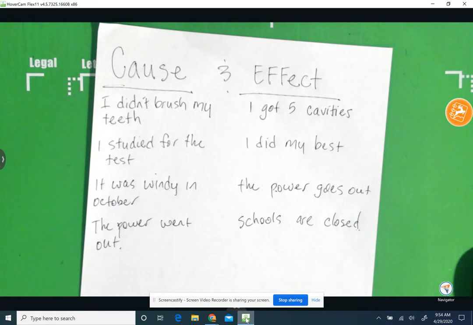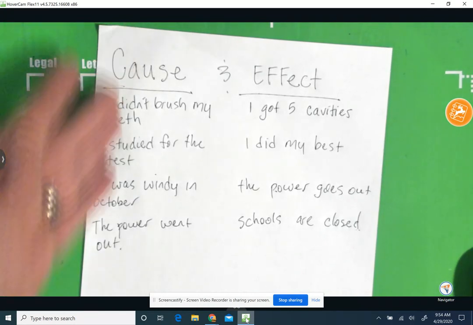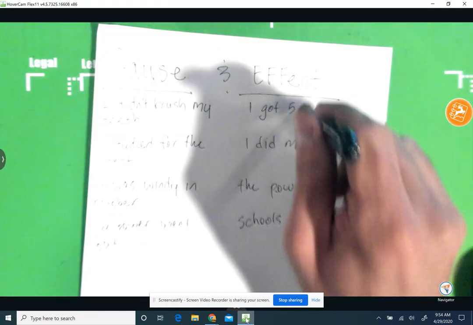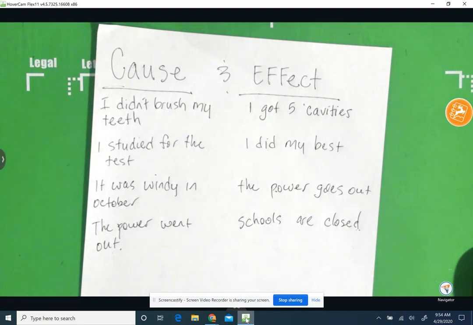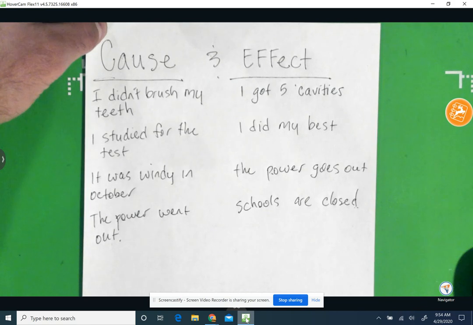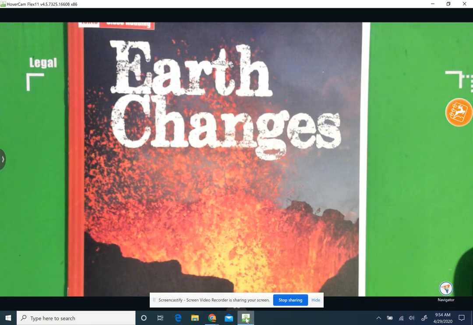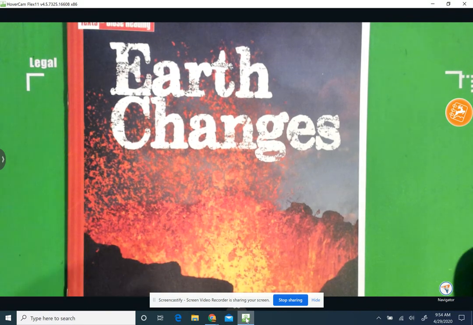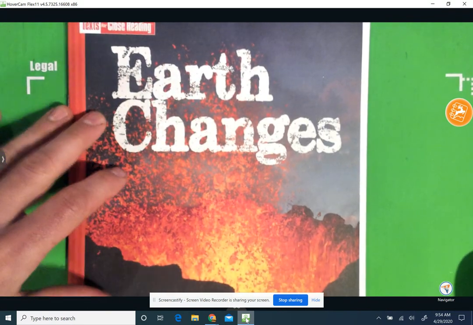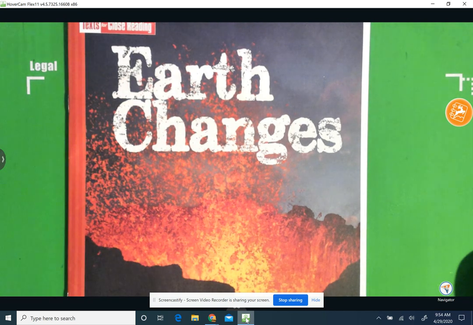Okay. So, cause and effect. Why something happened and what is it that happened? Now, how do you identify this kind of stuff when you are reading something such as Earth changes? Well, change is an effect, right? What are the causes of change? What are the causes of changes here on Earth?